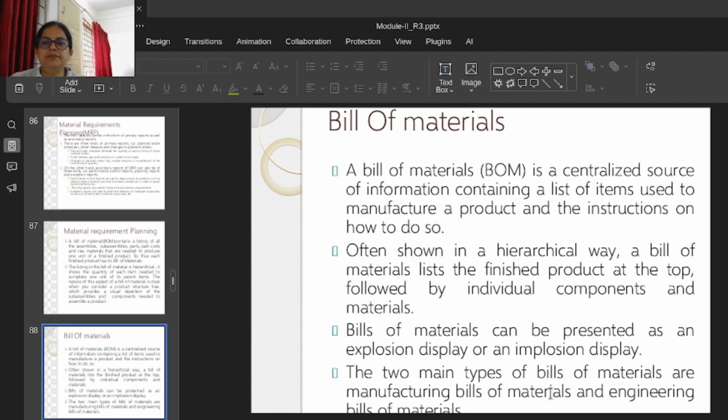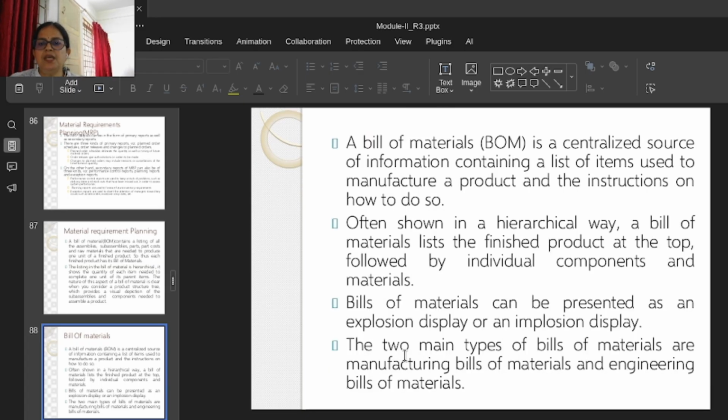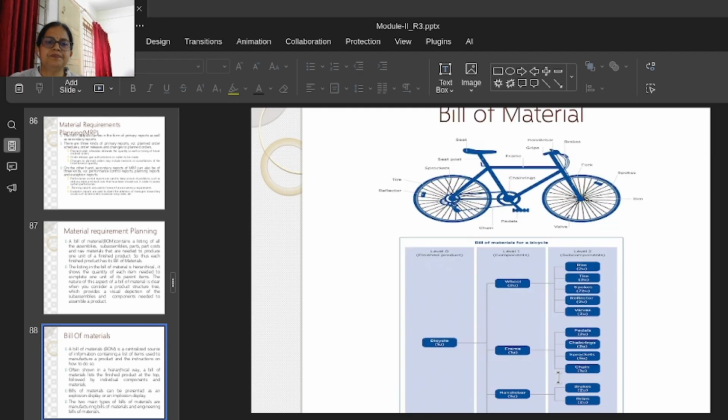What is bill of material? A bill of material is a centralized source of information containing a list of items used to manufacture a product and the instructions on how to do so. Often shown in a hierarchical way, a bill of material lists the finished product at the top, that is level 0. The finished product or the independent product will be in level 0. Then we follow level 1, level 2, level 3 like this. We will discuss in the next slide. Bill of material can be presented as an explosion display or the implosion display. The two main types of bill of material are manufacturing bill of material and engineering bill of material.